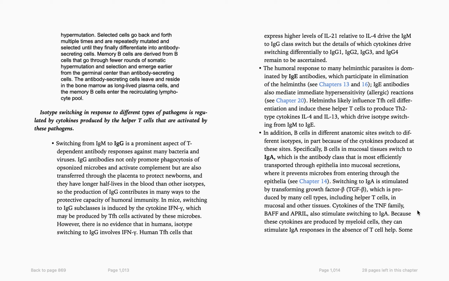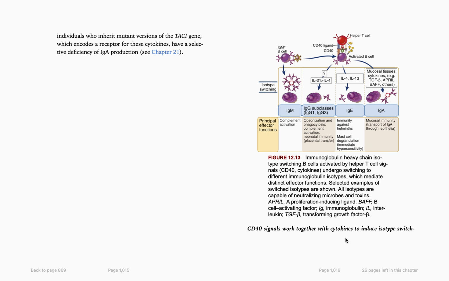Cytokines of the tumor necrosis factor family, BAFF and APRIL, also stimulate switching to IgA because these cytokines are produced by myeloid cells that can stimulate an IgA response in the absence of T cell help. Some individuals who inherit a mutant version of the TACI gene, which encodes a receptor for these cytokines, have selective deficiency of IgA production.